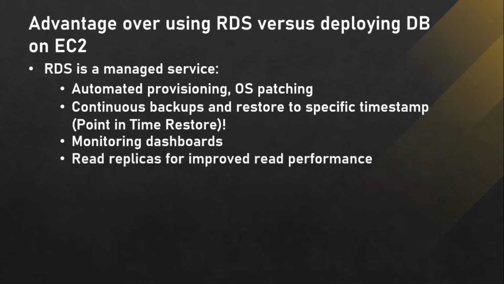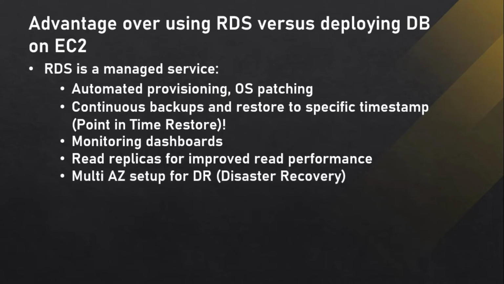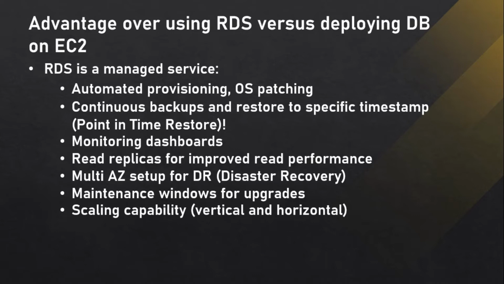You can have read replicas. They provide enhanced performance and durability for RDS database instances. You can set up a Multi-AZ, which will be helpful for disaster recovery. You have maintenance windows for the upgrades. And you have scaling capabilities, both vertical, by increasing the instance type, and horizontal, by adding read replicas. Finally, the storage is backed by EBS, so this is something we already know, which is GP2 volumes or IO1.